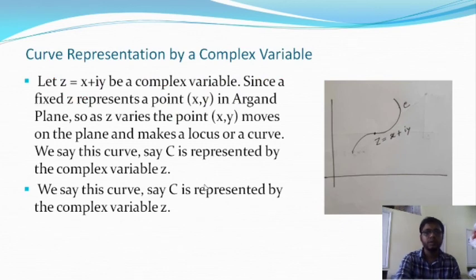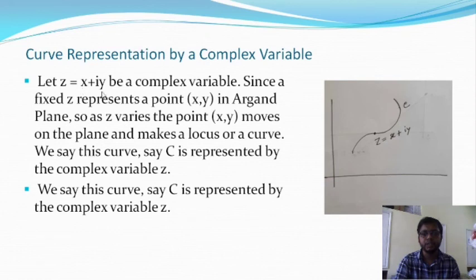Okay, so first of all we will go for the curve representation by a complex variable. So what is the definition of curve representation? Basically let z is equal to x plus iy. You know this is the variable point, and this variable point is in the domain or in the complex plane. So z is a complex variable, since a fixed z represents a point (x, y).